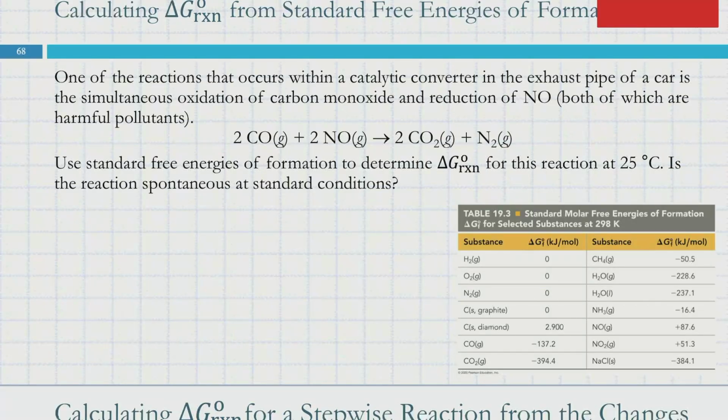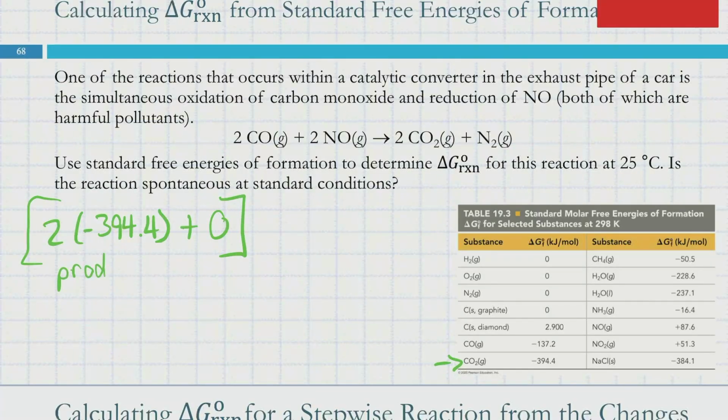We've got products. We've got 2 CO2. CO2's value is negative 394.4. We also have N2. N2 has a value of 0. Okay, so that's our products. We're subtracting from that the reactants.